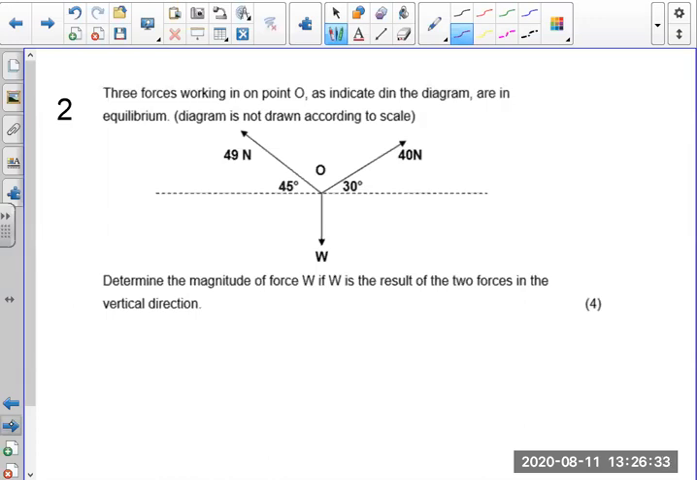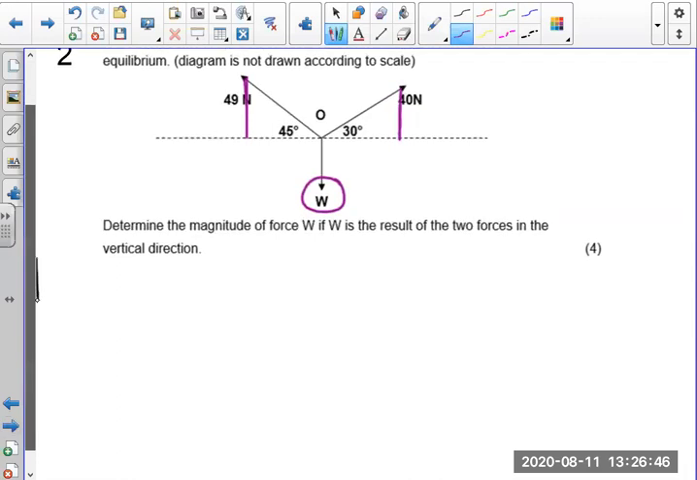Or what we need to remember is that the y component of this force plus the y component of this force will give me the weight. Now let me just quickly show that to you. The one that I showed to you is the one where we have the triangle. So that's the weight, that's the one, and that's the other one. Now let's fill in. This one is 40 newtons. This one is 49 newtons. This one is the weight. They want us to work out the weight.